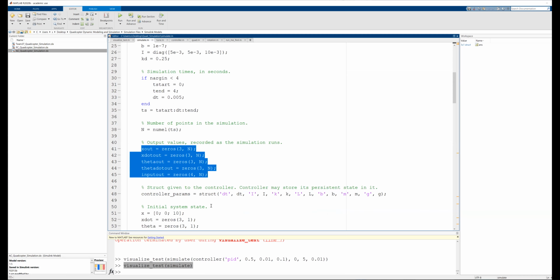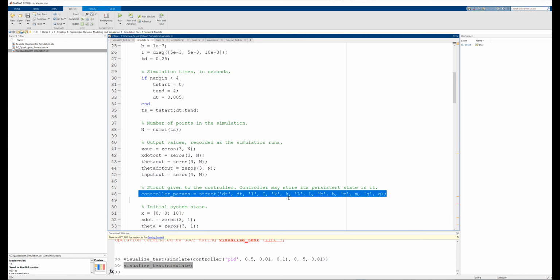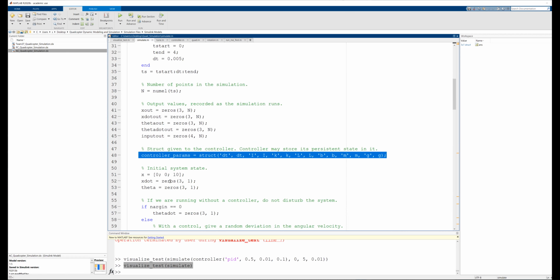Next it's creating a structure. So for a moment, just ignore these controller parameters. We will talk about this when we go to the controller, but it's actually creating a controller structure. The next part, from 51 to 53, is creating the x values, x dot values, and theta values. So basically these are the velocities and displacements.